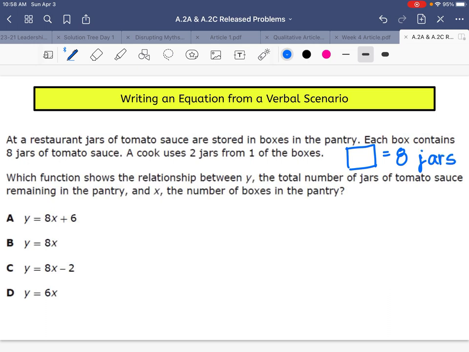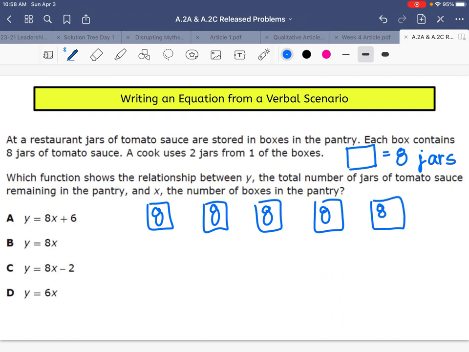A cook uses 2 jars from one of the boxes. So we have all these boxes, and all of them are going to have 8 jars. But this last one had 8. Our cook came in and took 2 of them, so now we're at 6. We want to know which function shows the relationship between y, the total number of jars of tomato sauce remaining in the pantry, and x, the number of boxes in the pantry.